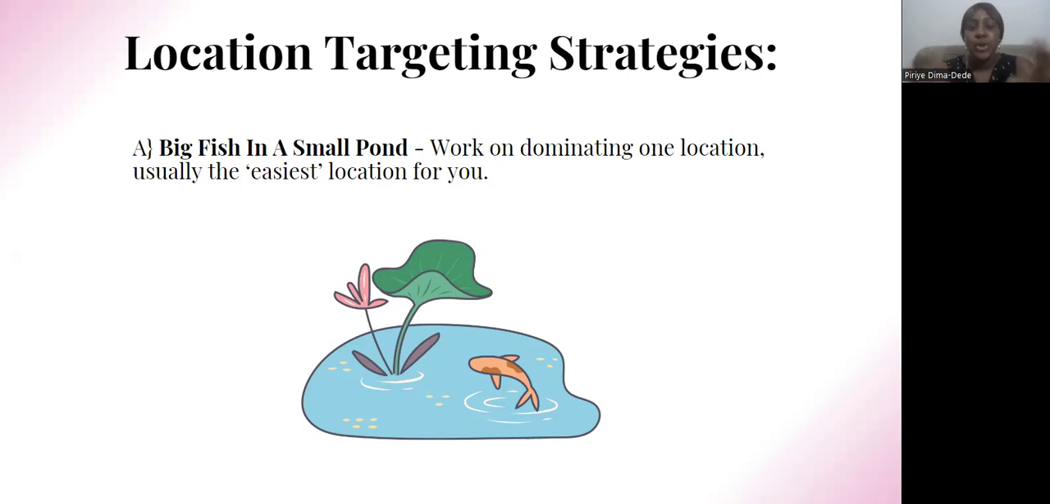So you want to spend all your advertising budget in that city over time until people think of your brand first when it comes to the specific product or service that you sell. Until you have so many customers from that specific location who know you and buy from you frequently. So the big fish in a small pond location targeting strategy is for when you want to work on dominating one location. And it works great when you're just starting out your business or your marketing budget is not that large.